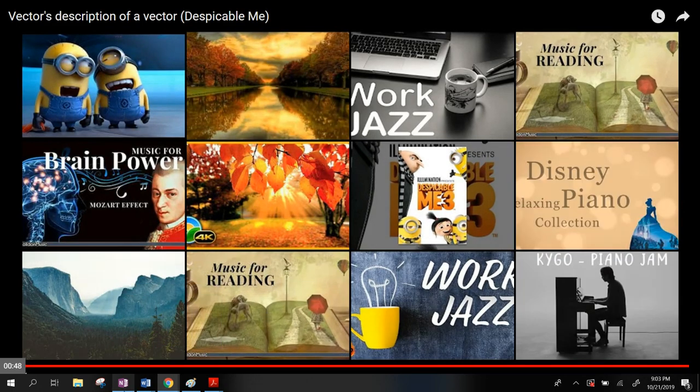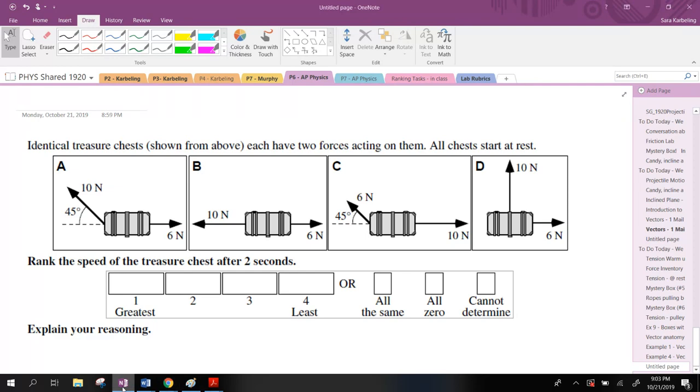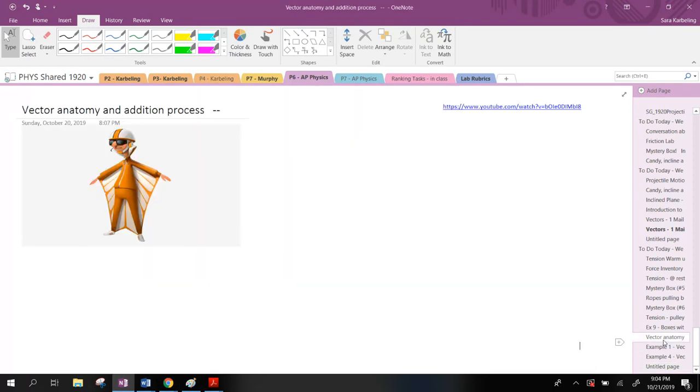Okay, so that's just a little bit of cute physics stuff. We're going to talk a little bit about how vectors work real quick, just to make sure that we're all on the same page, and then do a couple of examples.